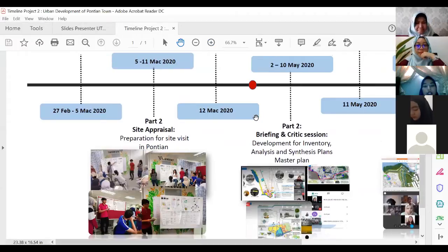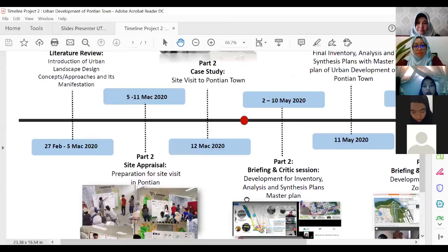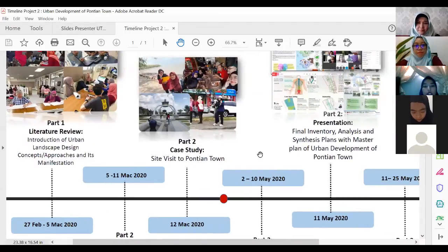So during this part 2, we collected inventory and data as a preparation for the site visit in Pontian, because we need to assess the current urban landscape use of the studied area, which is Pontian itself. And next, on 12 March, we had the site visit that was held only 1 day in Pontian.